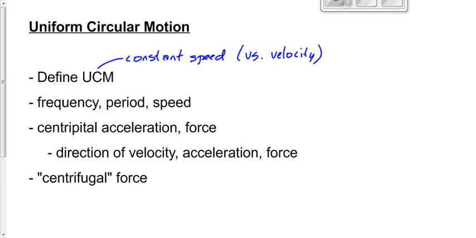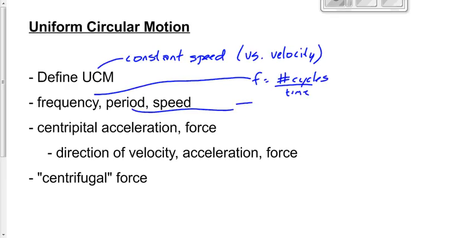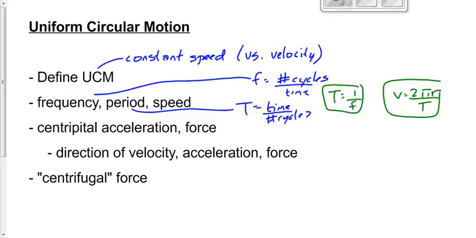You know that frequency can be found by saying it's the number of cycles over the time. The period can be found by saying the time over the number of cycles. And of course, the equation that relates the two together that appears on our data sheet looks like this: T is equal to 1 over f. We also have speed, which appears on our data sheet. In the context of circular motion, we'd say that v is equal to 2 pi r over T, the circumference of the circle divided by the period.